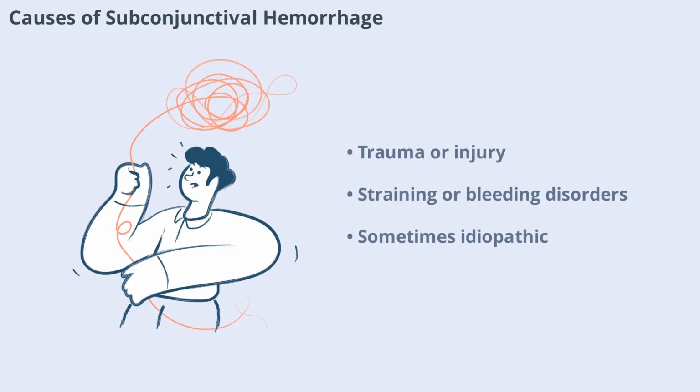Several factors can cause subconjunctival hemorrhage, including direct trauma, head injury, or orbital fractures. Mechanical straining, such as vomiting, coughing, or lifting heavy weights, can also trigger bleeding. Bleeding disorders like purpura, scurvy, hemophilia, and leukemia increase risk. Acute conjunctivitis and idiopathic cases, where the cause is unknown, are also possible. Identifying the underlying cause is important for proper management.